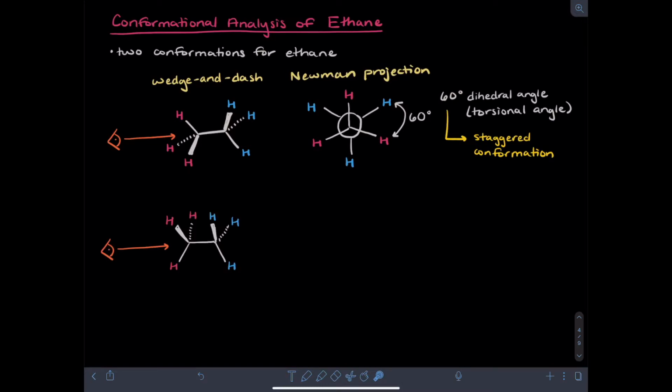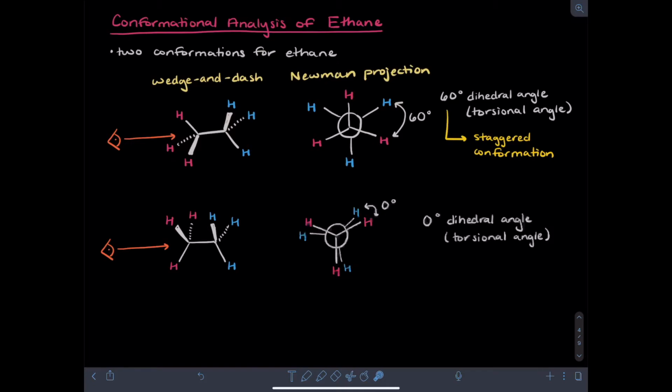Now let's imagine a second conformation. Rather than having lines in a zigzag, I have an up, across, down pattern of lines, and notice my wedges and dashes are all pointing up.